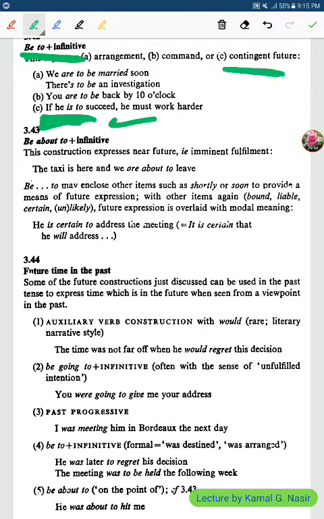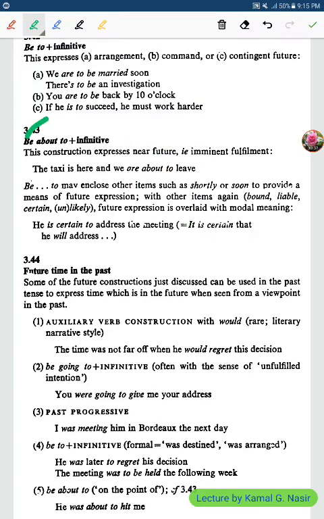This is contingent future. You see, if he is to succeed, if he wants to succeed, he must work harder. This is one of the forms of be, and to and succeed is what? The infinitive. Clear? Also, you see that there are many different expressions to show the meaning of a future, not only will and shall.